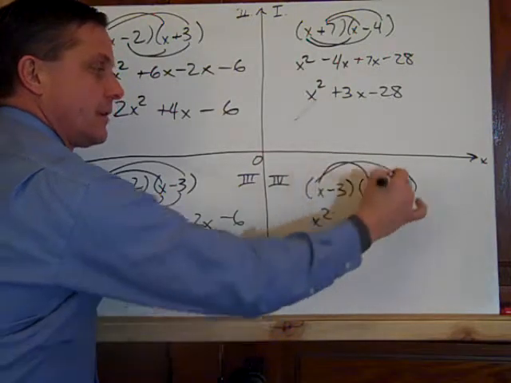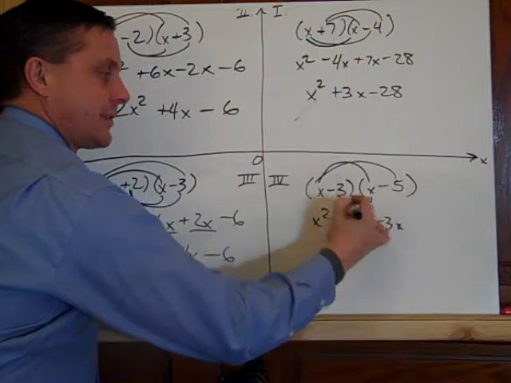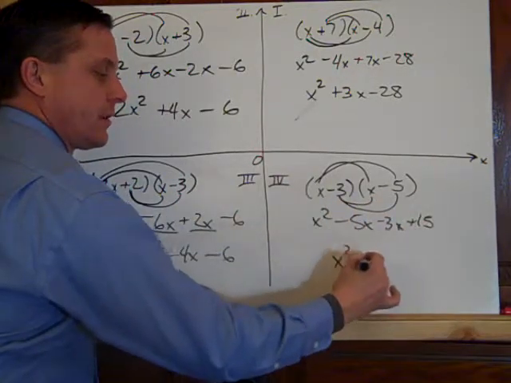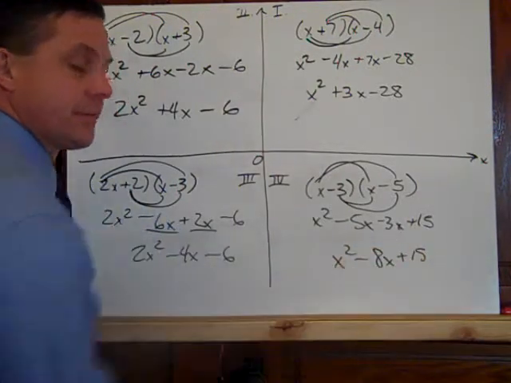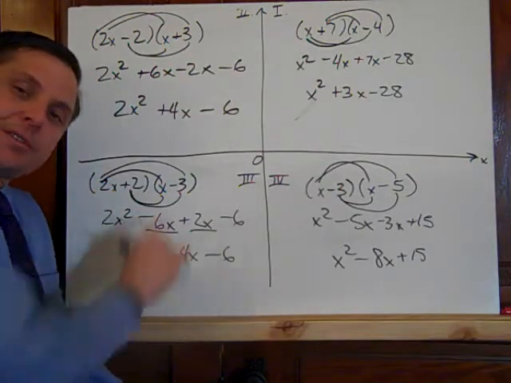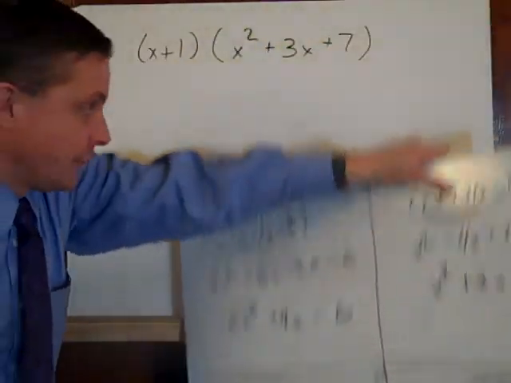X squared minus 5x minus 3x. Two negatives make a positive. I get x squared, like terms, negative 8x plus 15. And again, this procedure works. Everything in the one has to multiply everything in the other.